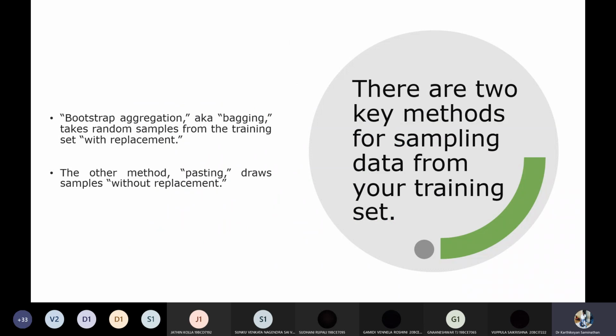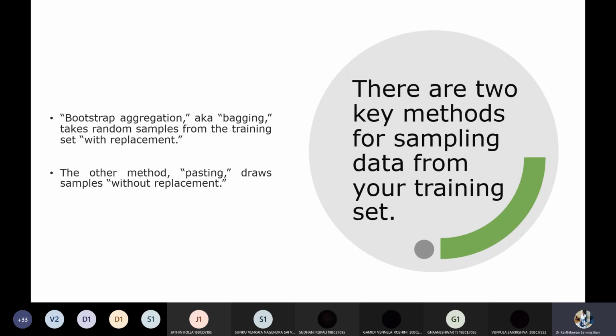Next, there are two key methods for sampling your data from your training set. One is bagging, another is boosting. These are two different techniques generally.